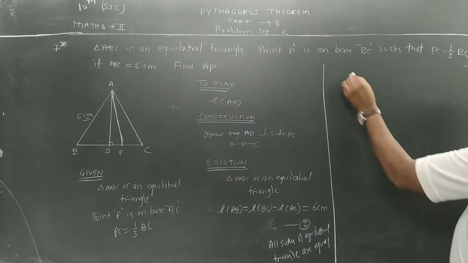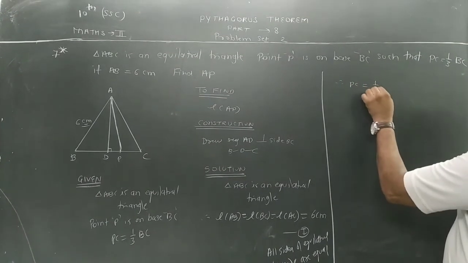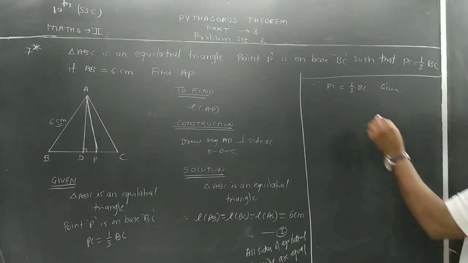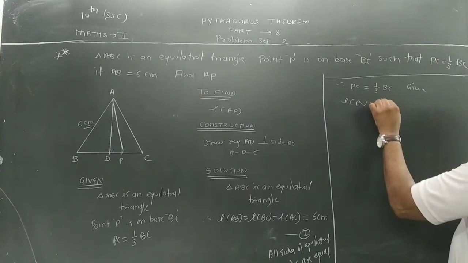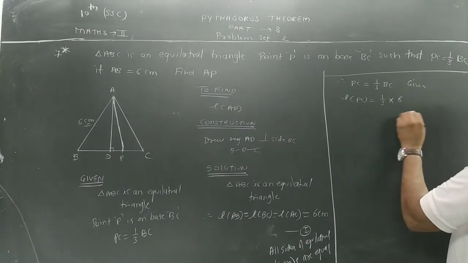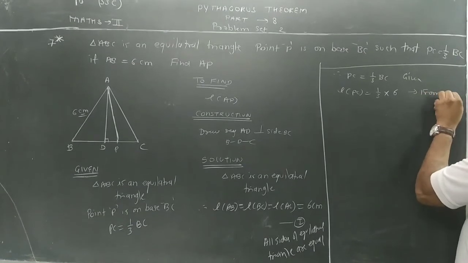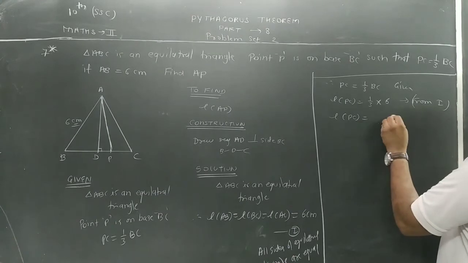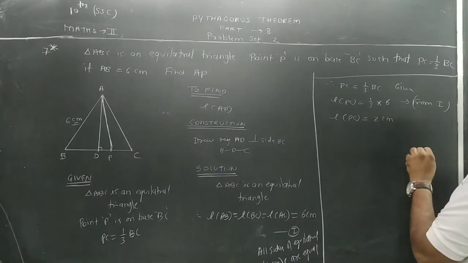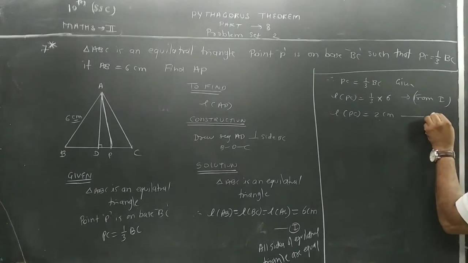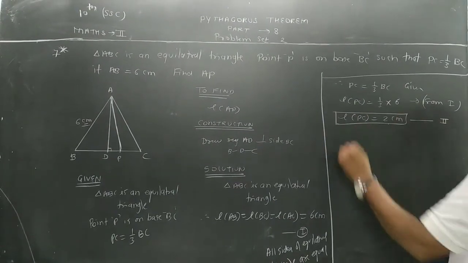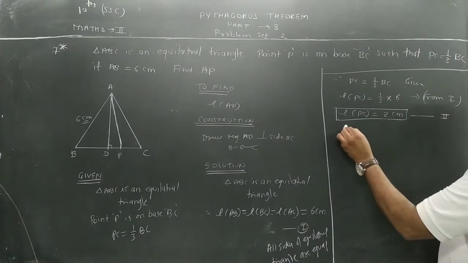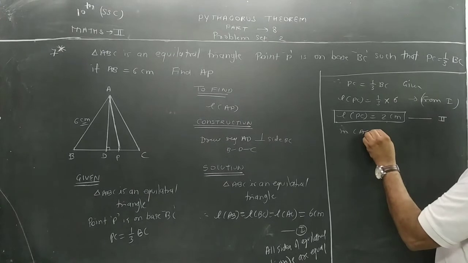Therefore, what is the value of PC? PC is 1/3 of BC. This is also given. So length PC is equal to 1/3 of 6 from 1. What can I write? Length PC is equal to 2 centimeter, in equation 2. This is PC.